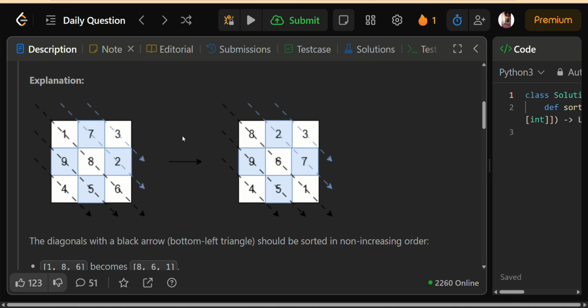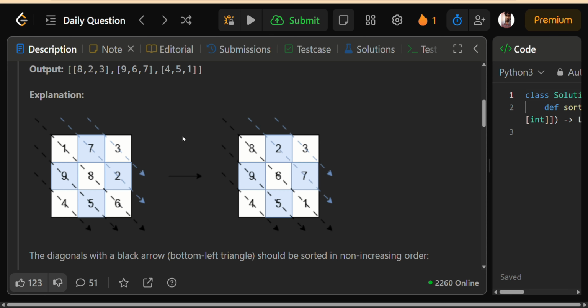Now let's move to the bottom left half. For the diagonal starting at 0, 0, we collect 1, 8, 6, and sorting them in descending order gives 8, 6, 1. For the diagonal starting at 1, 0, we collect 9, 5, and sort it into 9, 5, since it's already in descending order. Finally, the diagonal starting at 2, 0, is just 4. After placing everything back, the final matrix becomes that, which is exactly what the problem asked us to achieve.